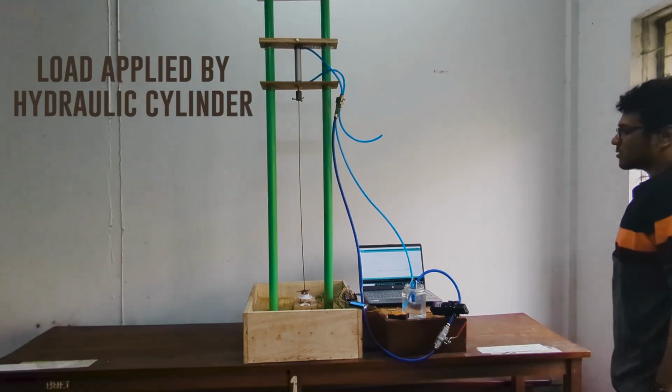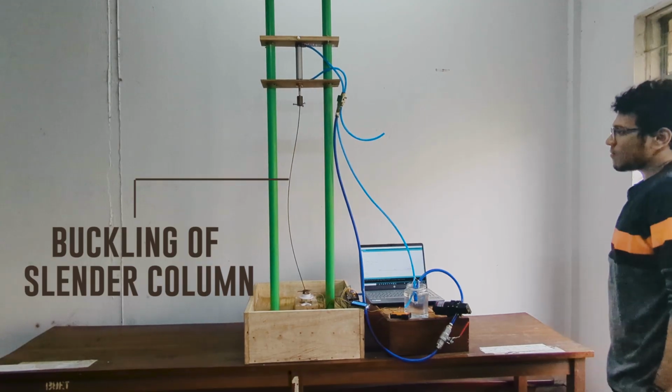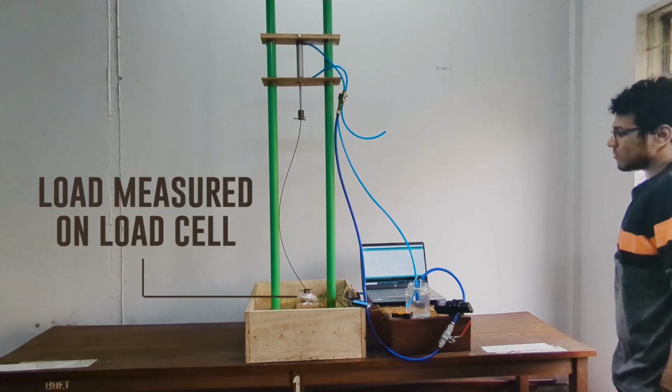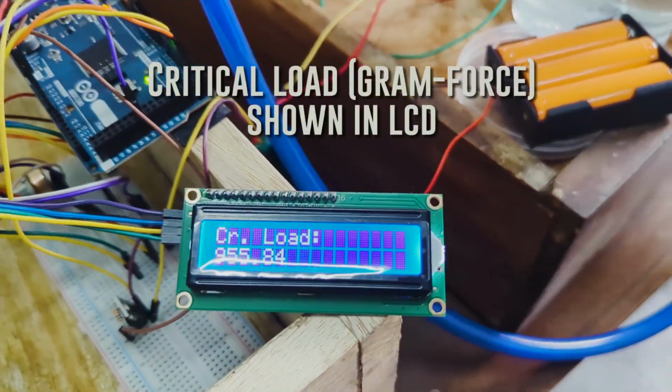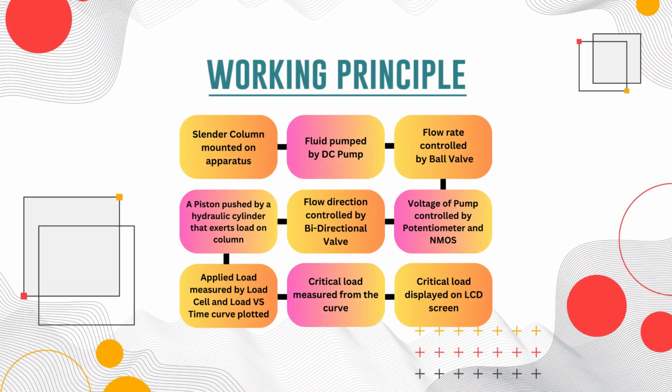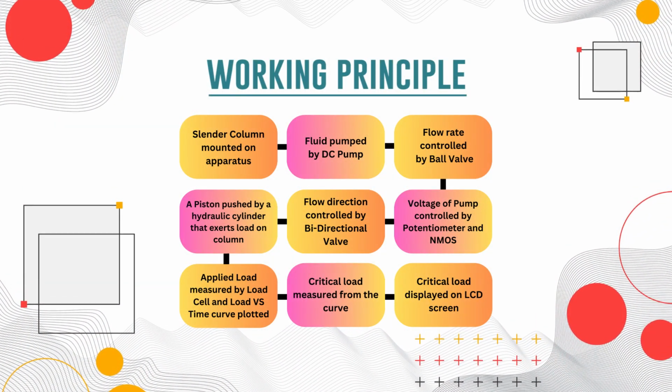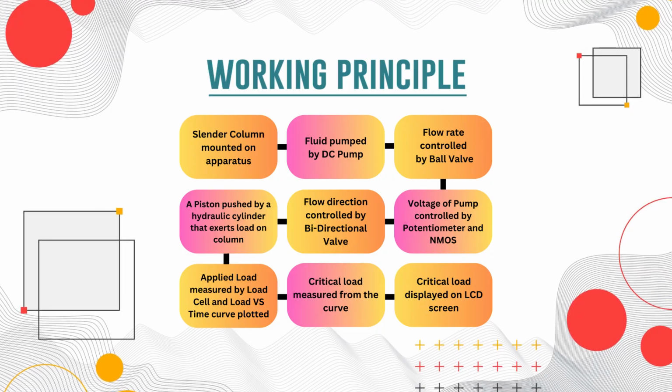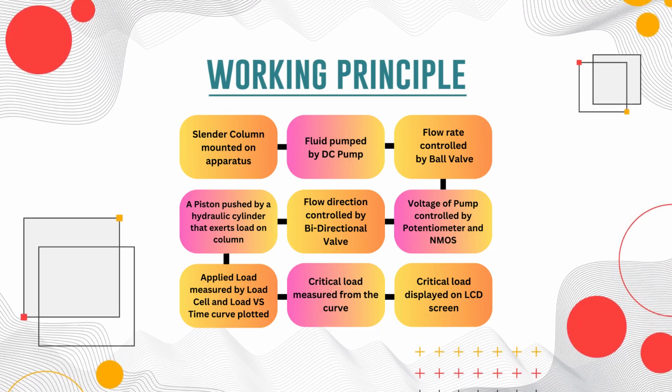Firstly, continuous load was applied on cylinder column by a hydraulic cylinder, and secondly, the load was measured by a load cell. The data of load was then received by Arduino to do further processing and find the critical or buckling load of the cylinder column. We will go through how we managed to do these two tasks and the challenges we faced.